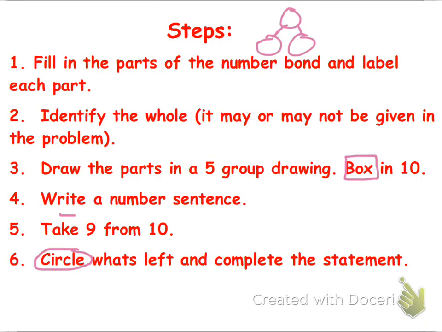So let's go back to our steps for a moment. First, we filled in those parts. We did the number bond, we labeled. We identified the whole as being 17, but it did not give it to us. We had to figure it out on our own. We drew the parts, and then we boxed in 10.